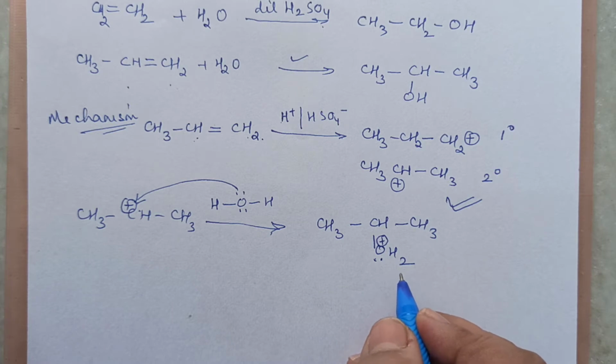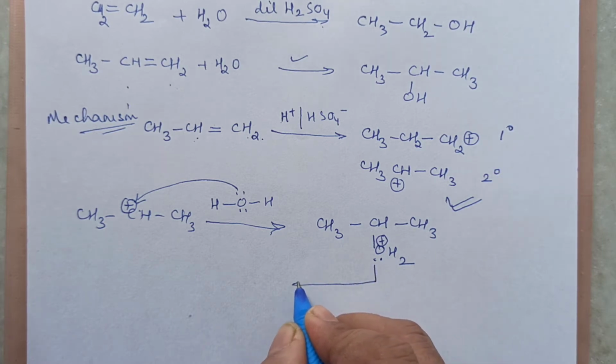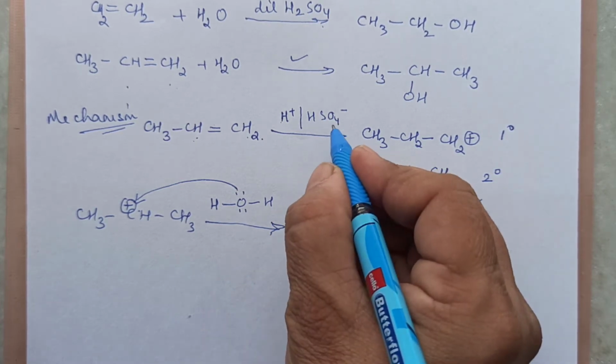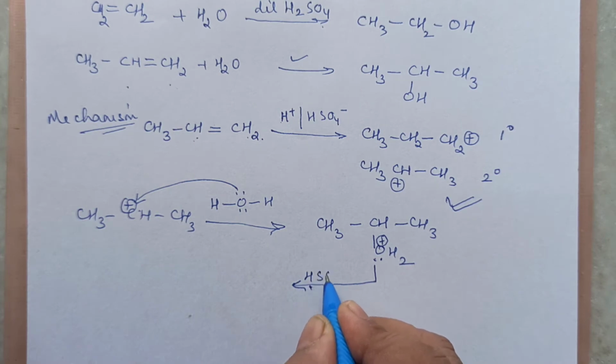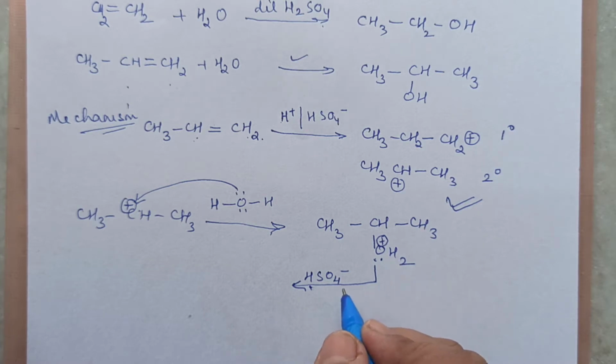Right? It is protonated alcohol. Now what happens in the next step is that HSO4 minus, which was formed here, will try to take its thing back. It had given H plus to it, so it will try to pull this H plus from here. When it pulls this H plus, it will become H2SO4 again.